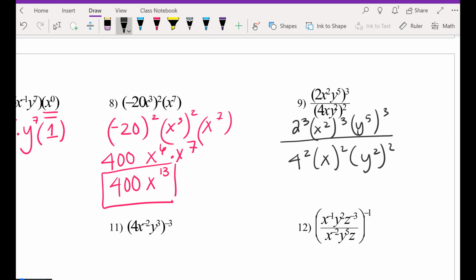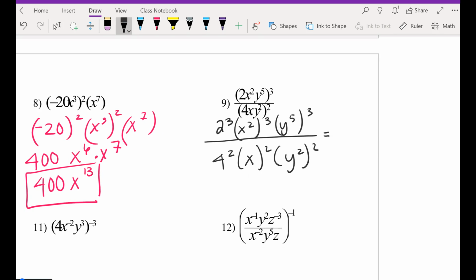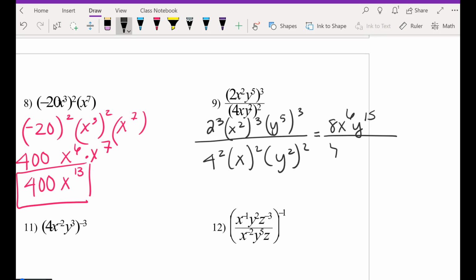2 to the third is what, Hunter? 8. X squared to the third is what, Aaron? X to the power of 6. Good. Y to the fifth to the third is what, Hope? Good. 4 squared is what, Carly? 16. Good. And now that's just x squared. Y squared to the second power is what, Brooke? Y to the 4th. Good. Can I simplify that?